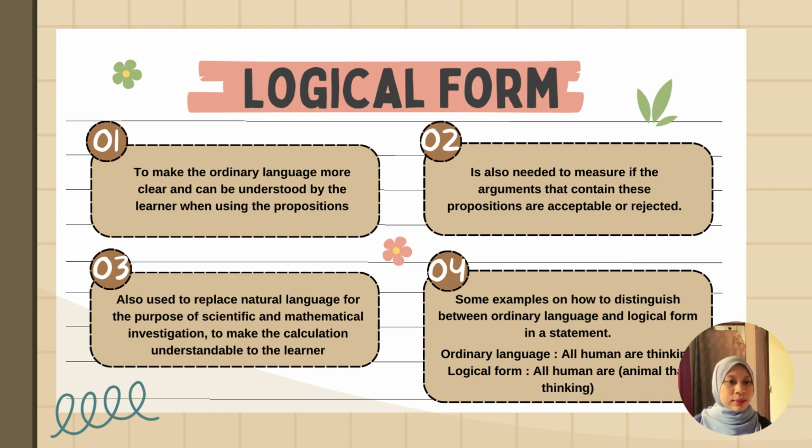Let us look at some examples of how to distinguish between ordinary language and logical form in a statement. As we can see, in ordinary language: all humans are thinking, while in logical form: all humans are animals that think. This statement was created by logicians who learned the theory of logic. They agree that humans can be categorized as animals. But what makes the difference between humans and animals is that humans have been given a reason, which is the brain, which is the akal, by Allah Subhanahu wa Taala for thinking about what is good and what is bad. Therefore, learning the theory of logic gives someone a deeper understanding of a statement.